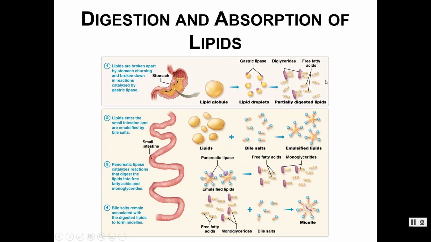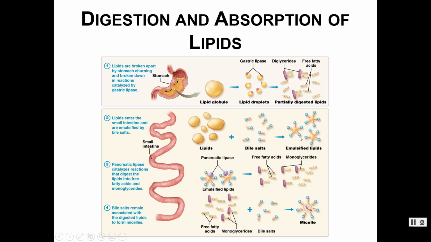Alright, so just to put everything together, starting with the lipids, we've got the giant fat blob. In the stomach we do a little bit of churning that breaks them down. We've got a little bit of gastric lipase. We get some diglycerides. We've got a couple free fatty acids, but we're not quite done yet. So we move into the small intestine. These smaller lipids are going to be added to the bile salts, and this is kind of what emulsification looks like.